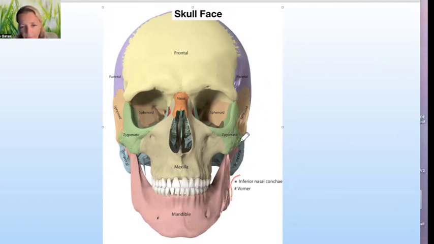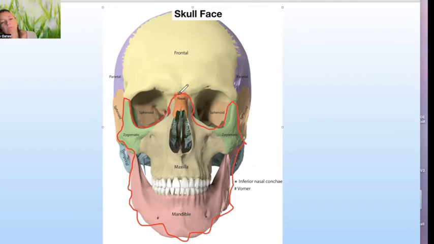Getting the temporal bone in here. So this is going to be the face. Okay, I just want to draw a quick, rough mandible. And we've made it around. So there is our face attached to our cranium.